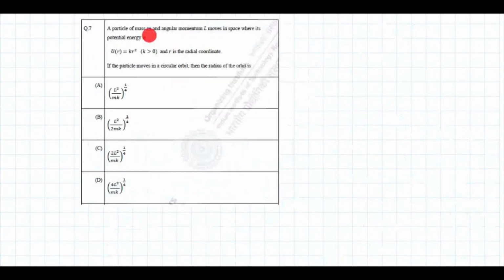Moving on to the next question. Question number 7. A particle of mass m and angular momentum L moves in space where its potential energy is U of r equal to kr square, where r is the radial coordinate. If the particle moves in a circular orbit, then the radius of the orbit is.